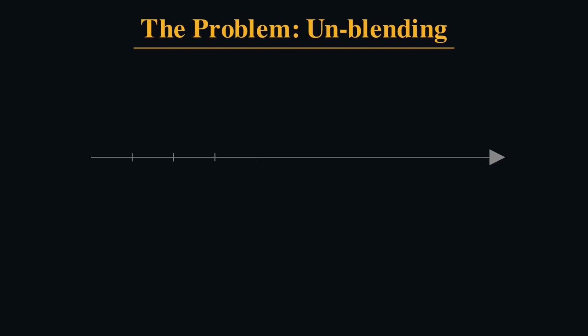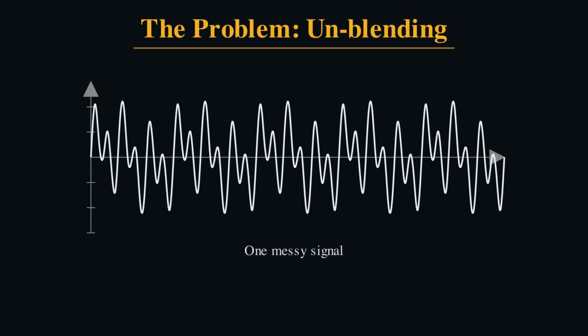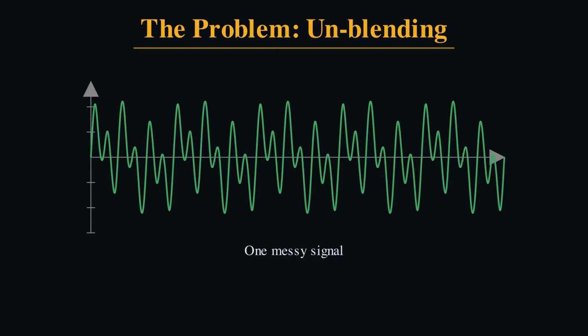Imagine you are handed a fruit smoothie and asked to figure out exactly how much apple, banana, and strawberry went into it. In the real world, unblending a smoothie is practically impossible, yet we face this exact problem constantly. A microphone records one messy waveform containing a singer, a guitar, and drums all at once. An EEG machine records the combined electrical chatter of millions of brain cells. We need a mathematical unblender.